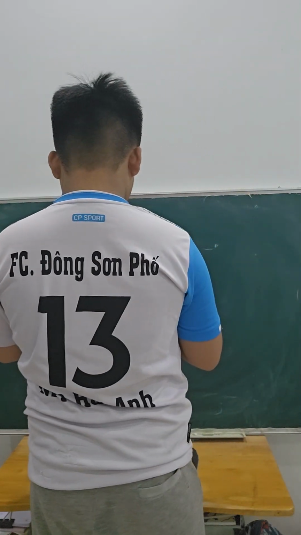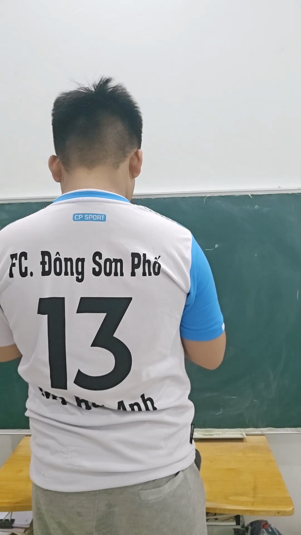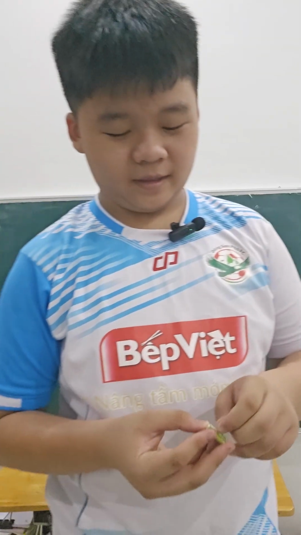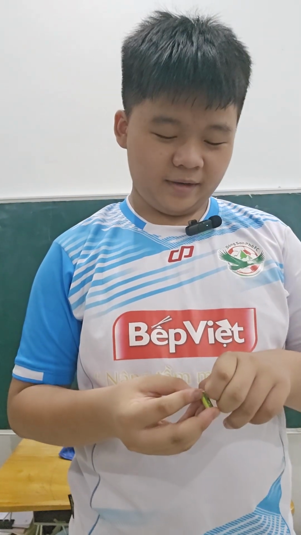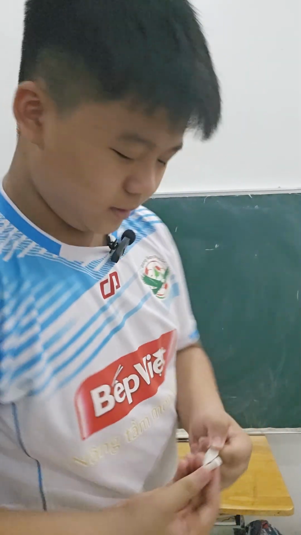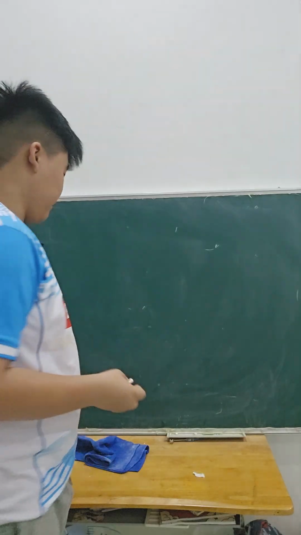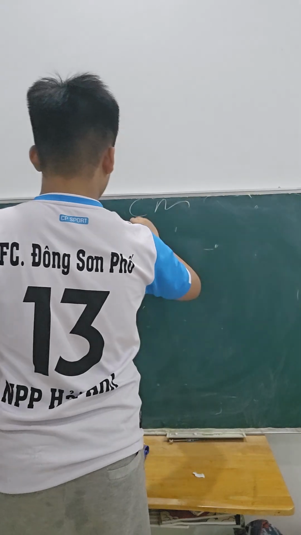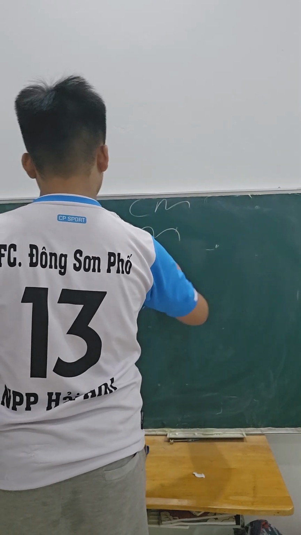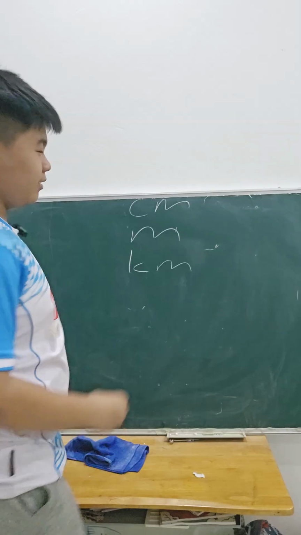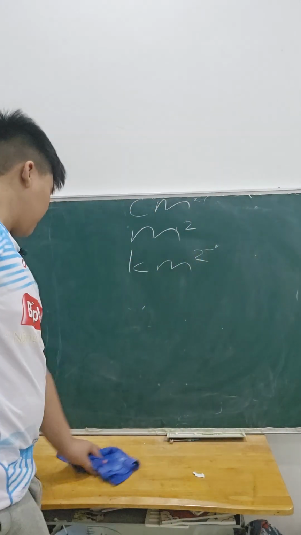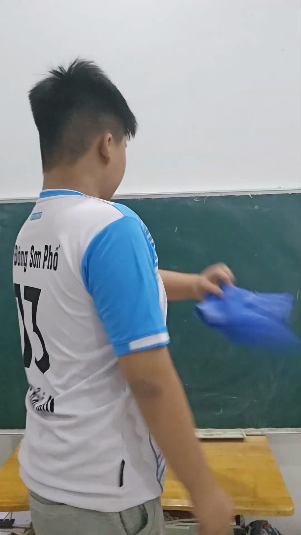We already learned about numbers last time. This time we're going to learn how to calculate square area. First, we need to know how to write square area units. We have centimeters, meters, kilometers, but squared, so you get kilometers squared, miles squared.